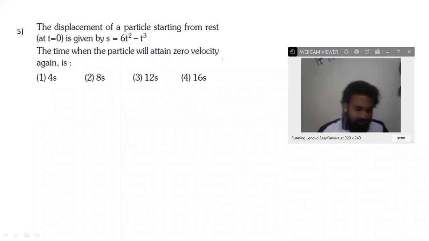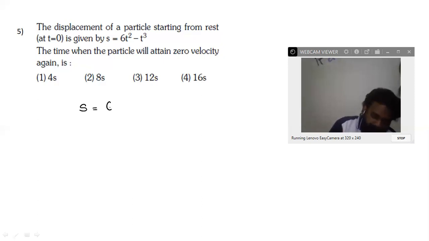So we will proceed. Now this is the next question. The displacement of a particle starting from rest is given by S is equal to 6t square minus t cube. The time when the particle will attain zero velocity. So we need to find the time when the velocity becomes zero. We can find it easily.